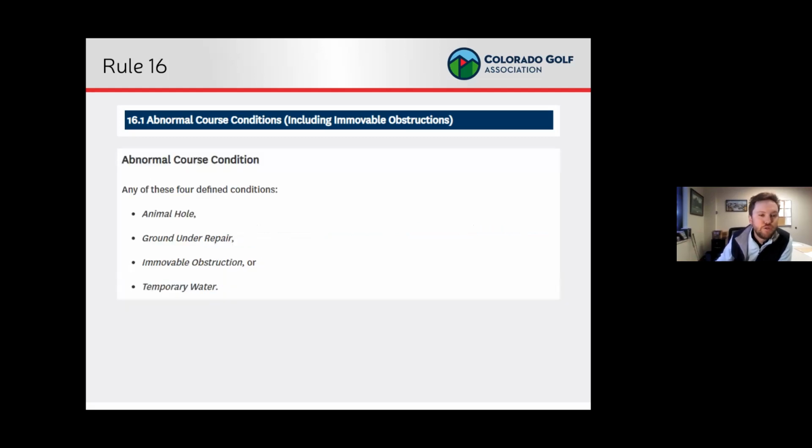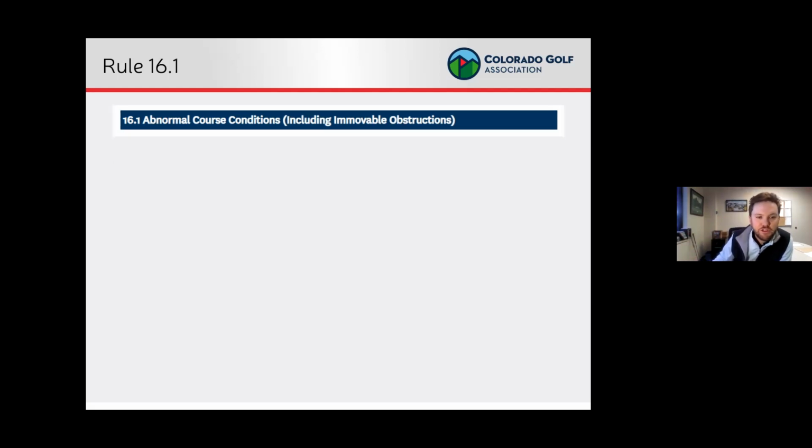So those are our four terms that each have their own definition that encompass what is an abnormal course condition. So now that we know those four things, when we read the rule, when it says interference by an abnormal course condition, it's saying any of these four things: interference by an animal hole, ground under repair, immovable obstruction, or temporary water fits in here. So let's look into the rule itself.